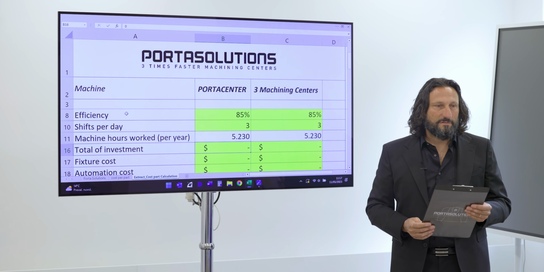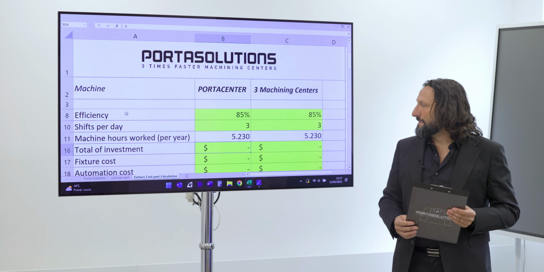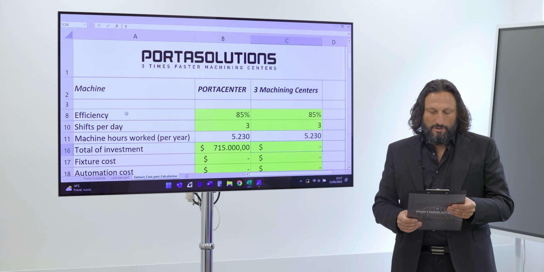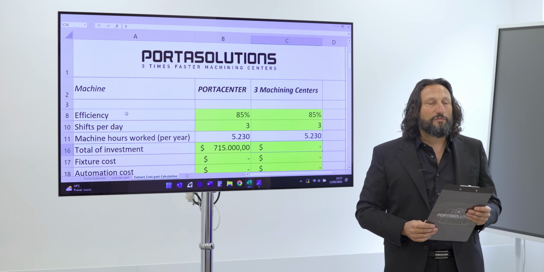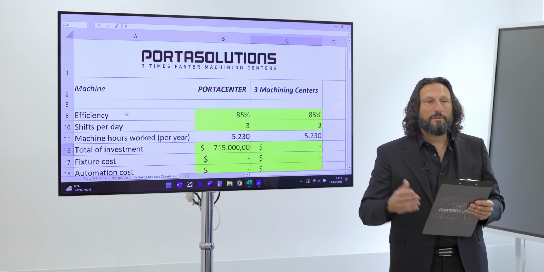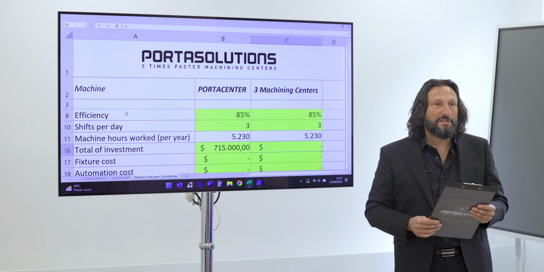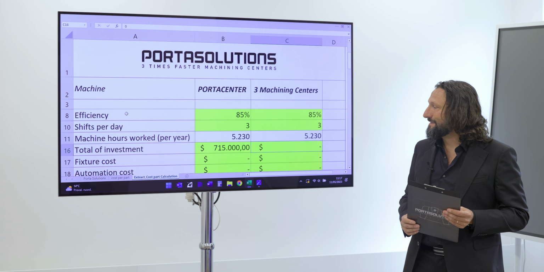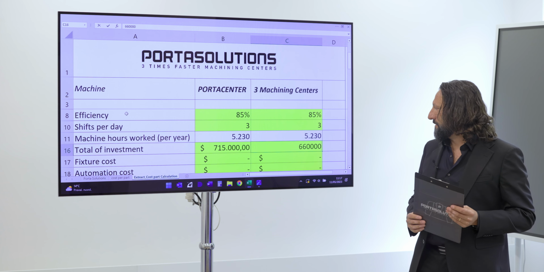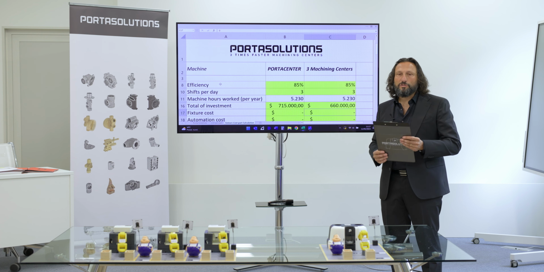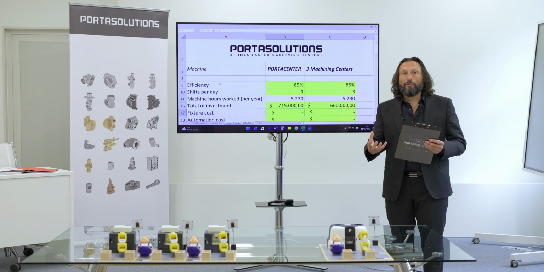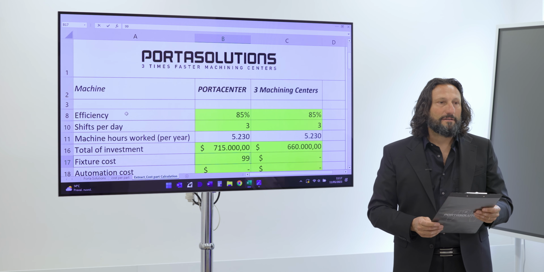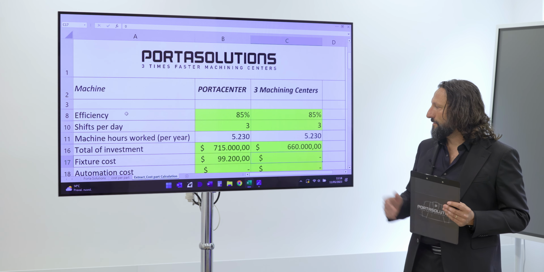Now let's go to see cost. Investment cost for a PORTACENTER is $715,000. So we're going to write it on the column. On the CNC center machine, we establish an average of $220,000 per machine, so per horizontal with pallet change. So this 220,000 we multiply by 3, and we're going to write here $660,000 on the column. Okay, fixture cost on the PORTACENTER, because we have 4 simple, independent and single fixtures, our cost is $99,200, which we're going to write there.